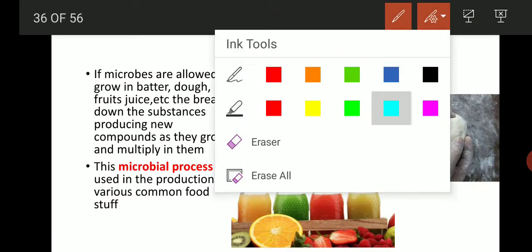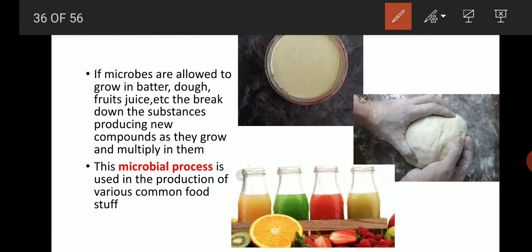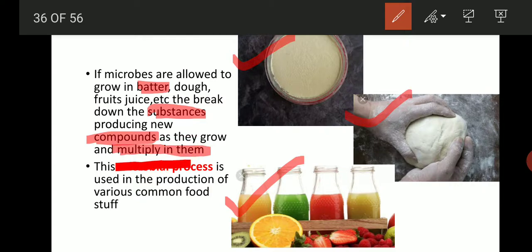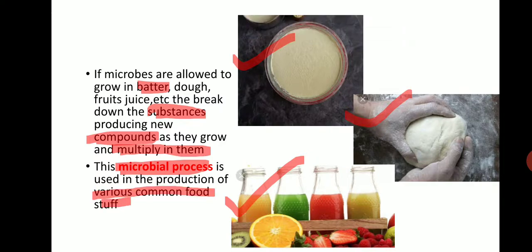If microbes are allowed to grow in batter, dough, fruit juices, etc., they break down these substances, producing new compounds as they grow and multiply in them. This microbial process is used in the production of various common foodstuffs. You can see the foodstuffs here.